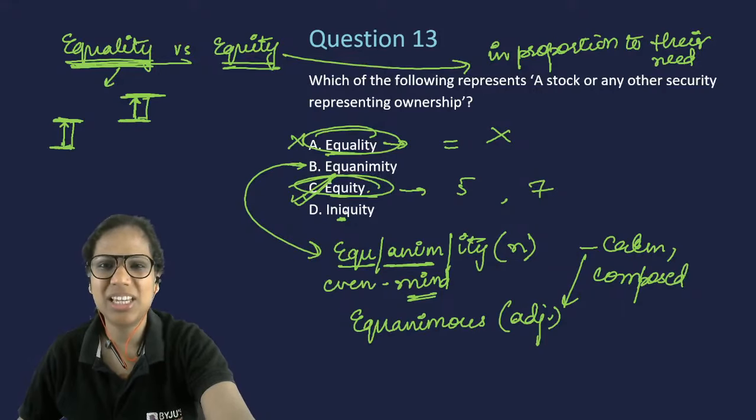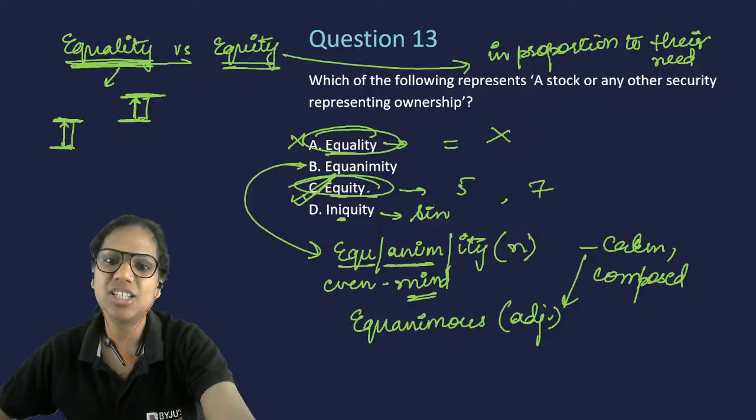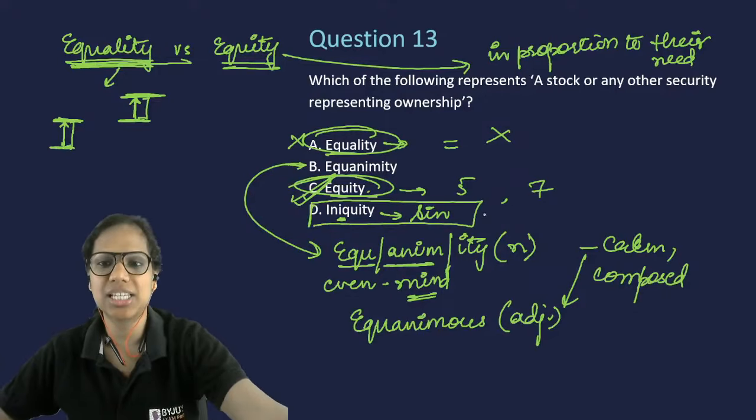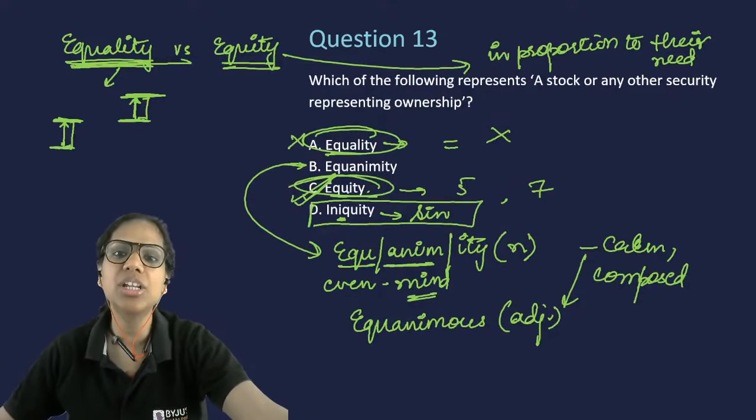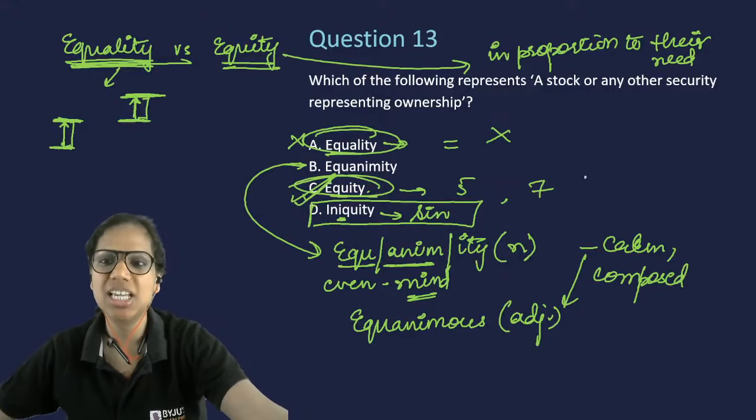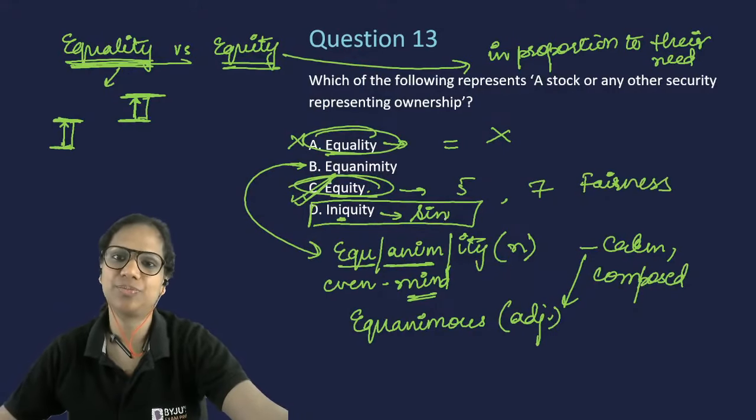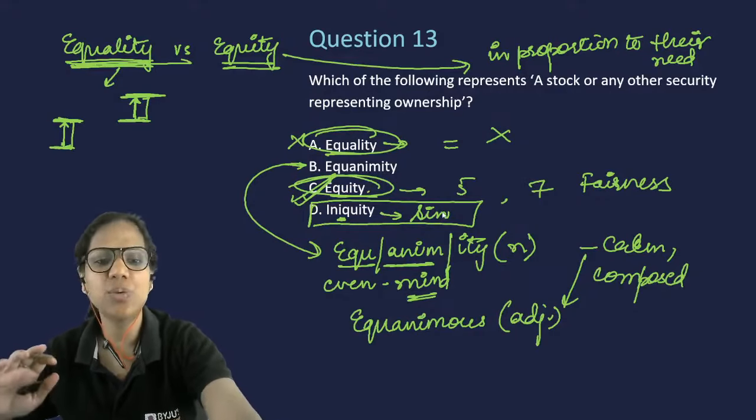Yes, is this a misspelling? No. Inequity means sin. It is used in a religious and moral context. It means a sin. It is not related with equity and fairness. So this means fairness, whereas this means sin. All right, any queries, please ask.